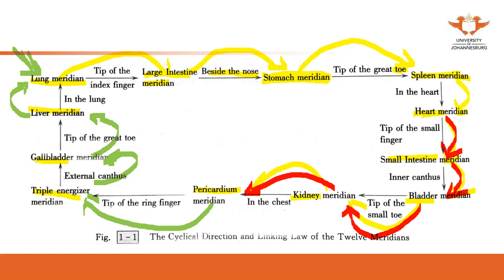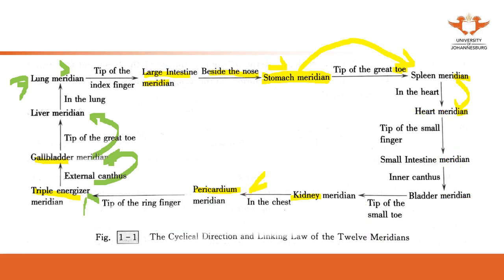As you can see here, this flow is like a circle. There's no end, no start actually. Because once the liver meridian goes back to the lung meridian, that's the start of another cycle. So you actually can't say that the lung meridian is the start or the end, because it is the start and it is the end. Each meridian, each point is the start point, also the end point. So that's the flow of the meridian.